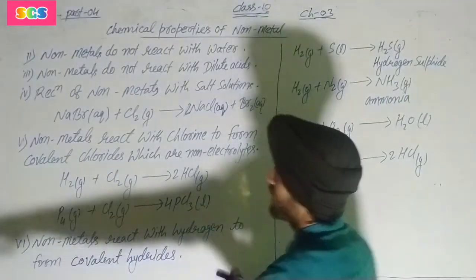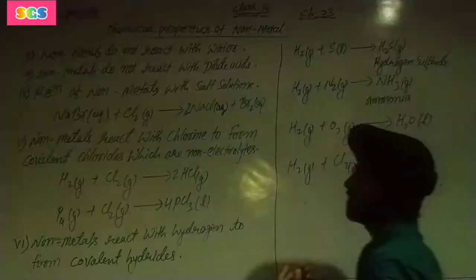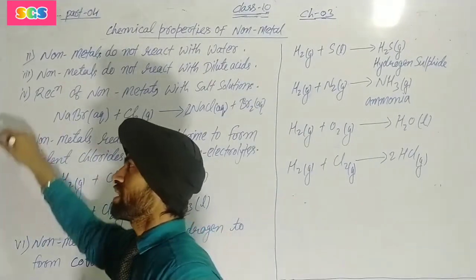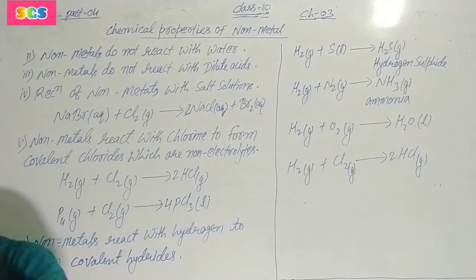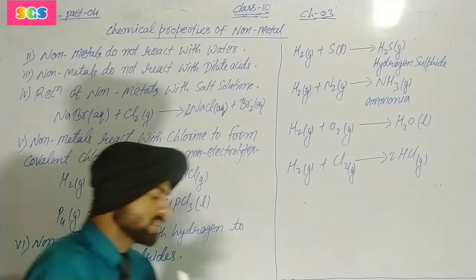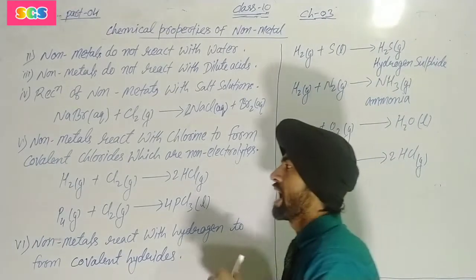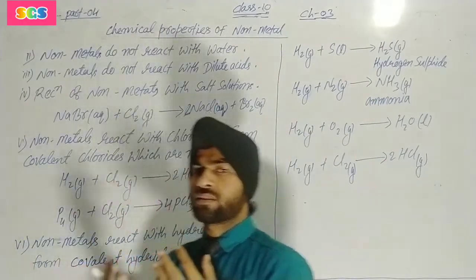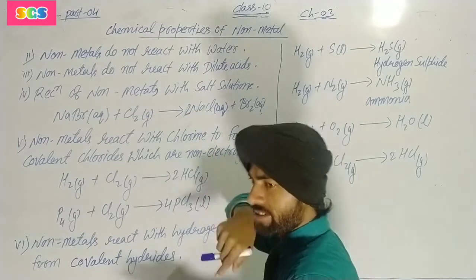Okay, so we are talking about the reaction of non-metals with salt solution. Why did I tell you that before reading this characteristic you will have to learn the reactivity series of non-metals? Because there must be some non-metal present in the salt solution, and to displace that non-metal from the salt solution, there must be a highly reactive non-metal. So in detail, the non-metal must be more reactive than the non-metal which is present in the salt solution.